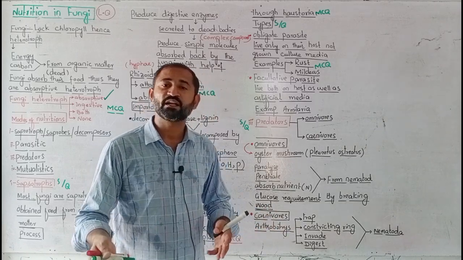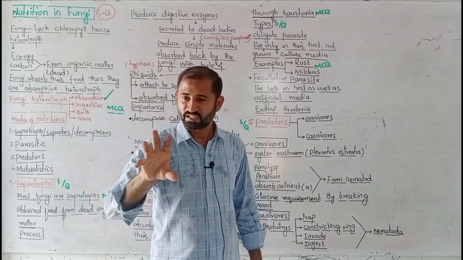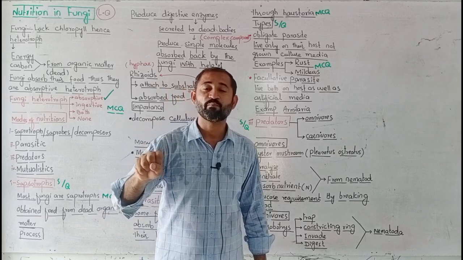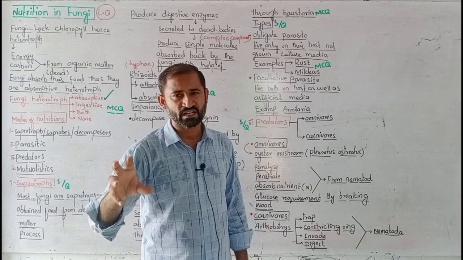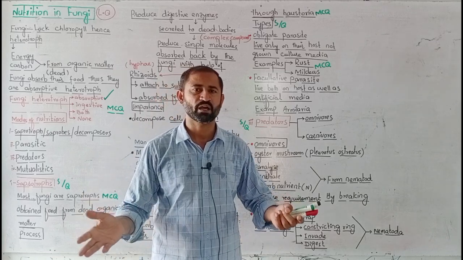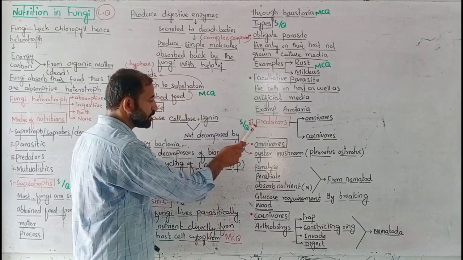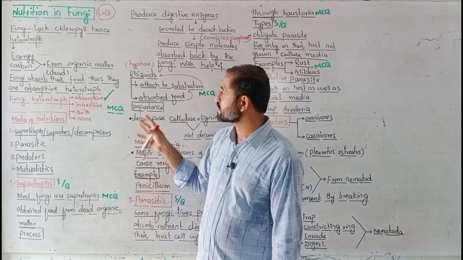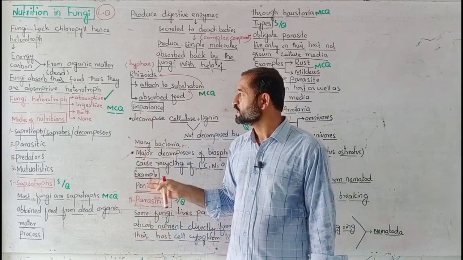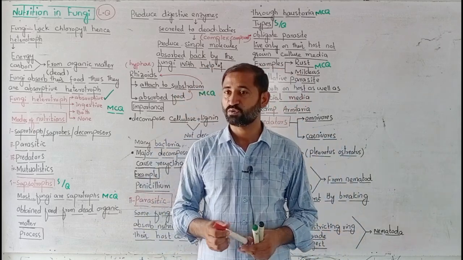But there are many other types of hyphae that secrete sticky substances, and these substances can jam or block the movement of their prey, and then they start digestion. So there may be different mechanisms for fungi. That was all about the predators. I think you can understand how you have to solve this question, and if you have any hesitation about it, you can ask me in the comment section.